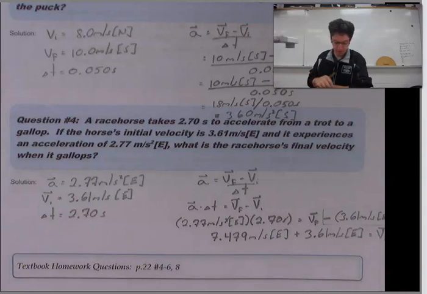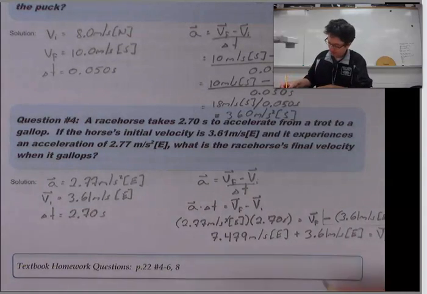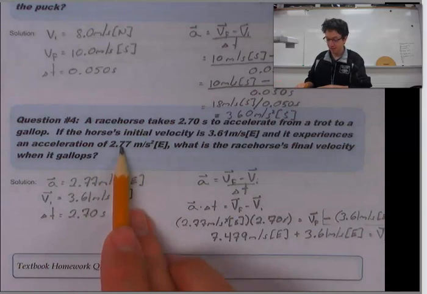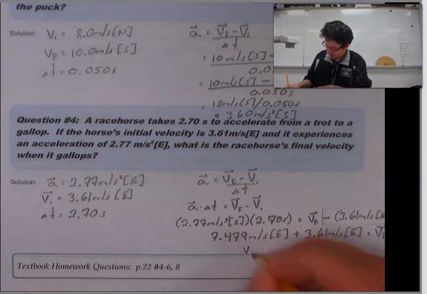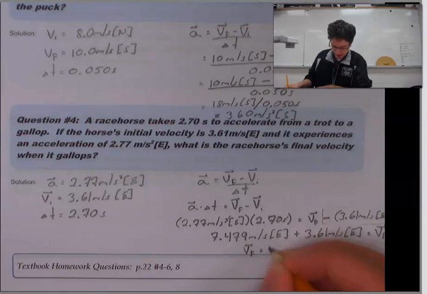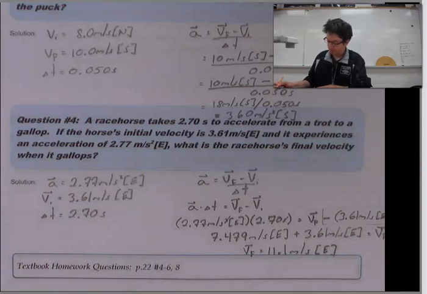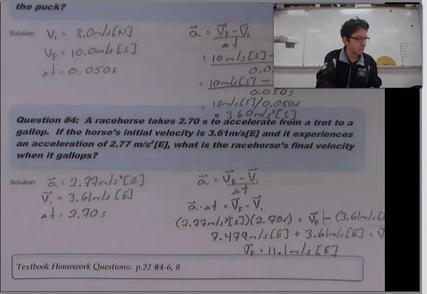So now we just add those, and we get 11.089, but since everything here is in 3 significant digits, I'm going to round that to say final velocity is 11.1 meters per second east. Right? And then you could put in your therefore statement. Pause that.